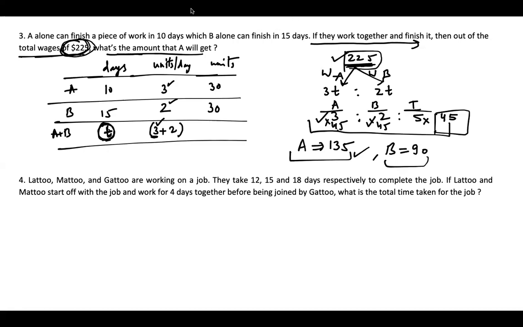Very good. Is the explanation clear, everyone? So one question here: if the time would have been different, then the ratio would not have been 3:2, right?